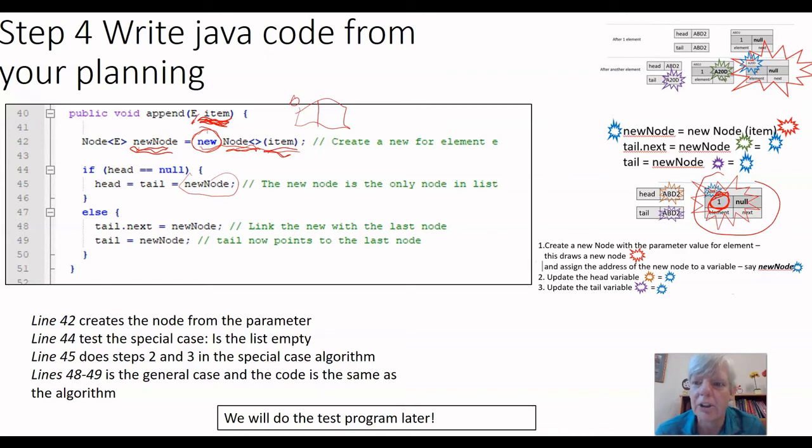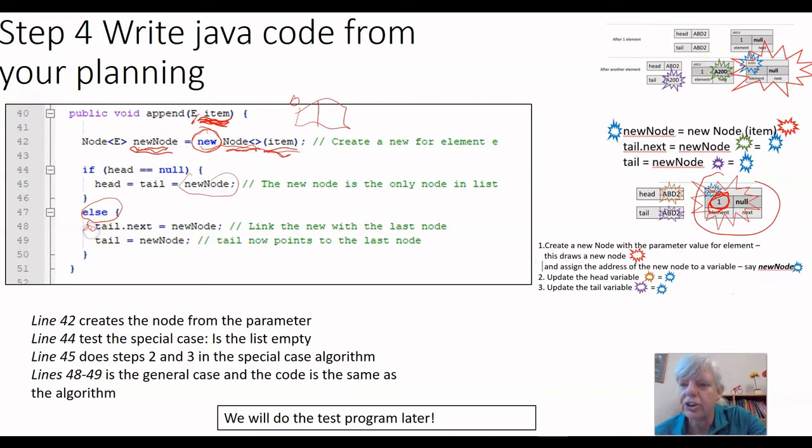You can do that in Java, but I should not have. Head equals new node and tail equals new node. What is the value of new node? New node is an address of the new position. That's that blue star. So if the list was empty, I wanted the head and tail to be equal to the new node. Else, now the list is not empty. There's already one there. And now I have to be careful.